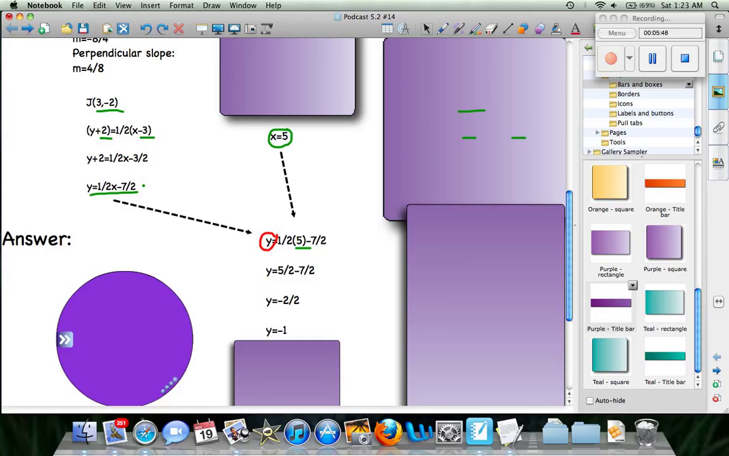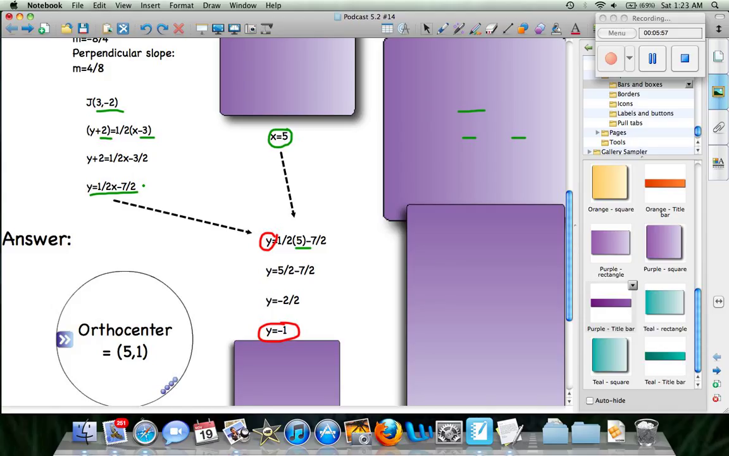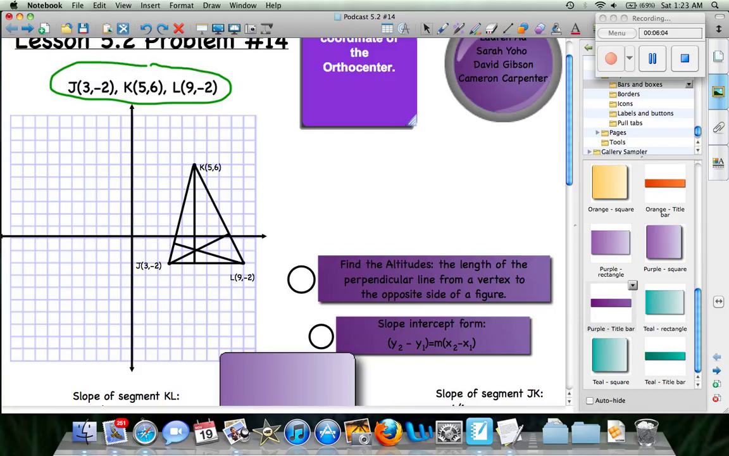Now, since we know y equals -1, and this is when x equals 5, we can say that the coordinates of the orthocenter equal (5, -1), which is right there.